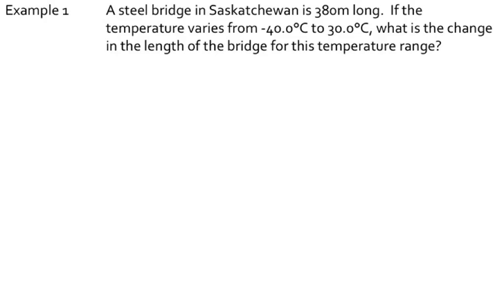So applying linear expansion, we have a steel bridge in Saskatchewan that's 380 meters long. This is actually the length of the bridge just outside of Prince Albert that goes across the Saskatchewan River. It is about 380 meters long, so that's why I picked this one. If the temperature varies from minus 40 to 30, which would not be that uncommon going from February to July, what is the change in the length of the bridge?